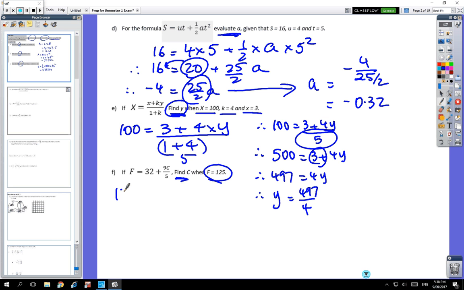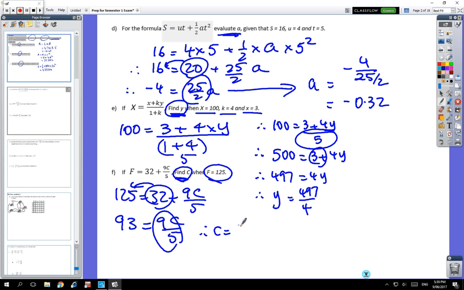Okay, next one. F is 125. 32 is 32. You've got to find C, so we've got 9C over 5. So first step is subtract 32, which gives you 93 equals 9C over 5. And then to get rid of the 9/5, we divide. So C equals 93 divided by 9/5, and just chuck that in your calculator. Let your calculator do the work for you. 93 divided by 9/5 as a fraction. And you get, as a decimal, 51.66 repeater. Okay, so this question here didn't ask you to transpose, so don't transpose, just plug the numbers in and then just rearrange.